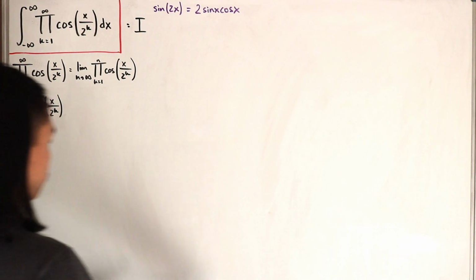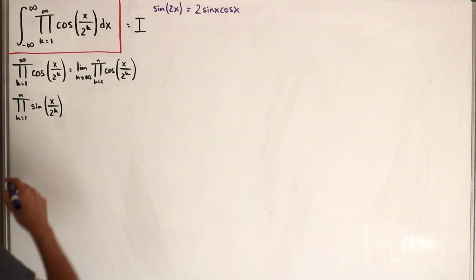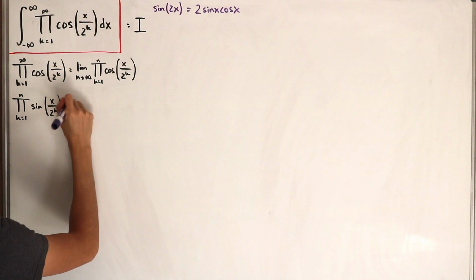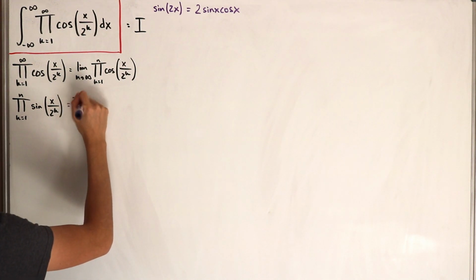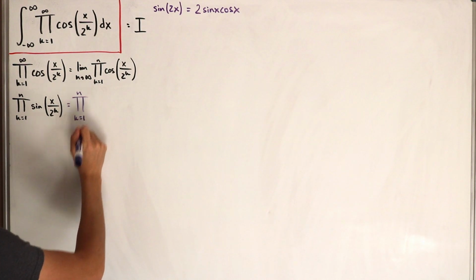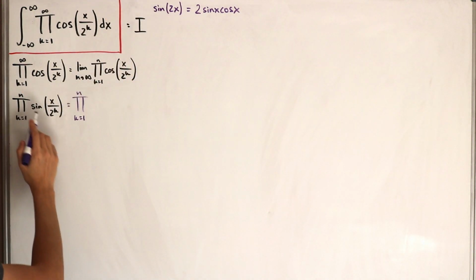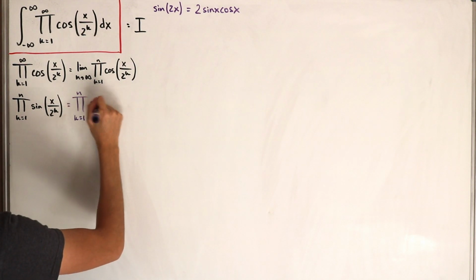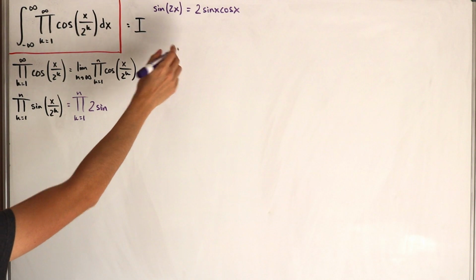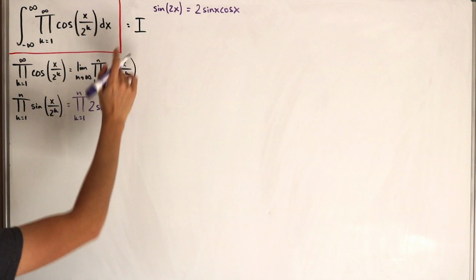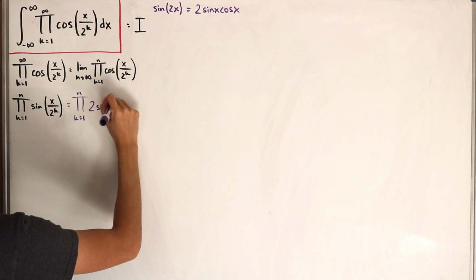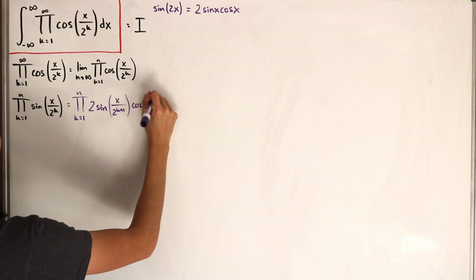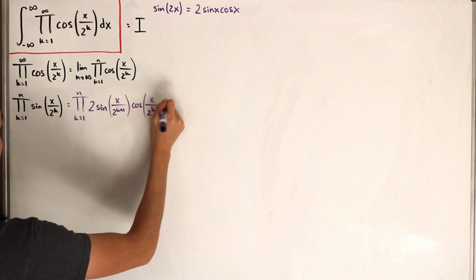Now I'll switch to the purple marker this time. From here, I'll apply the double angle formula to the series that we're taking the product of. So this is k equal to 1, and 2 times x is the input. If I rewrite this, first I write 2 times sine, then the new input for applying that formula, so we get x divided by 2 to the power k plus 1, multiplied by cosine of x divided by 2 to the k plus 1.